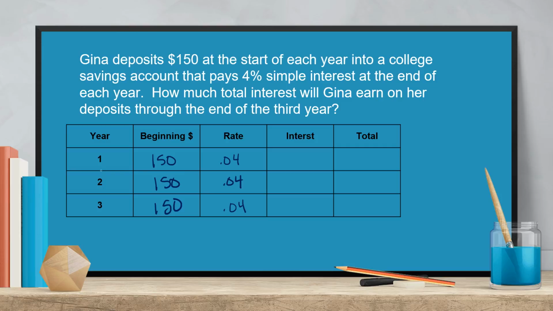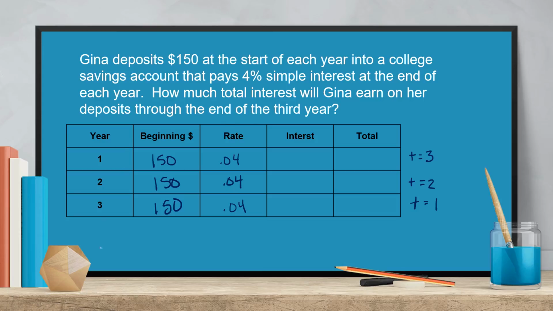Now, how many years is the first year's money going to be in there? Time is going to equal 3 years. Now, the second year, the money's only going to be in there 2 years. And the third year, the money's only going to be in there 1 year. Now, that's important when we're calculating, because remember, simple interest, we don't do interest on the interest. That's compound interest.